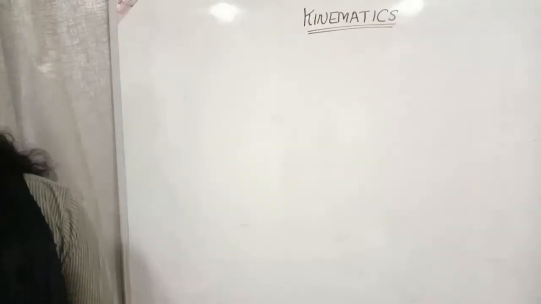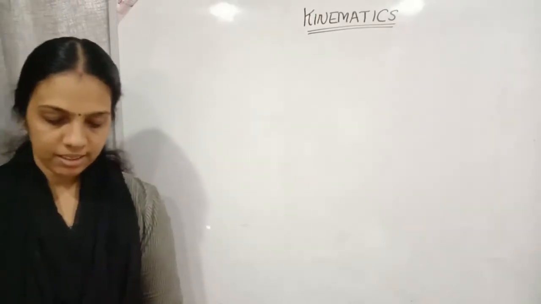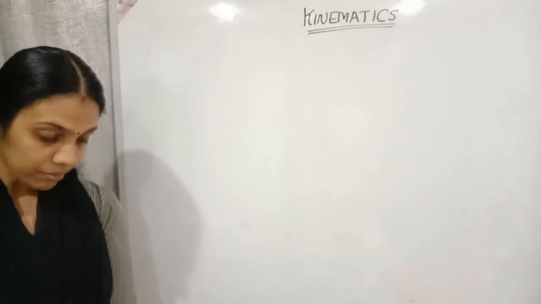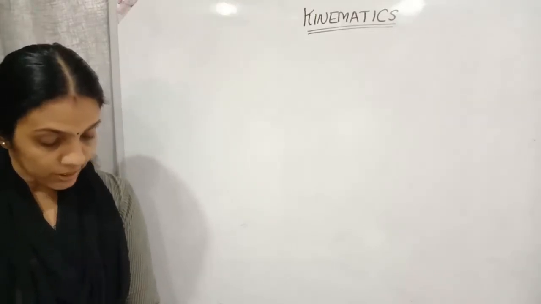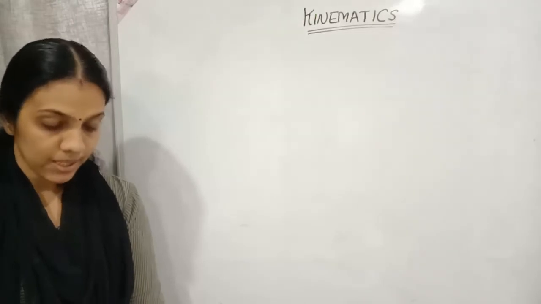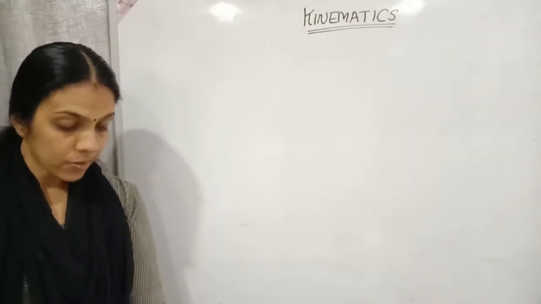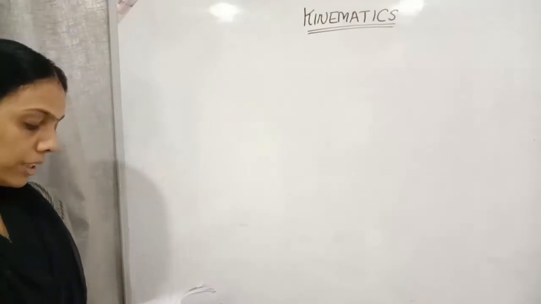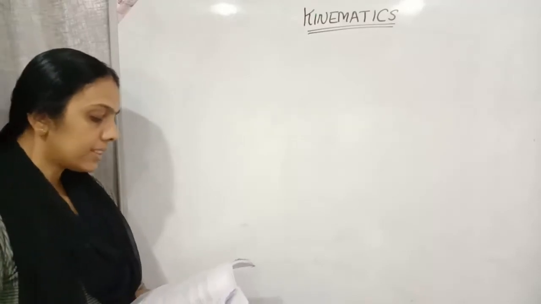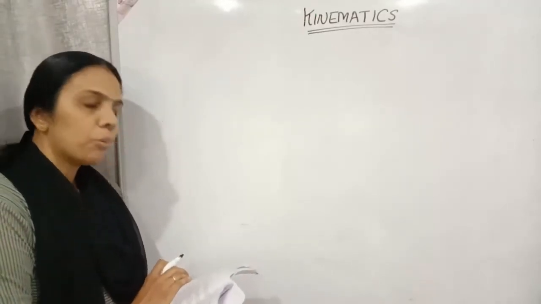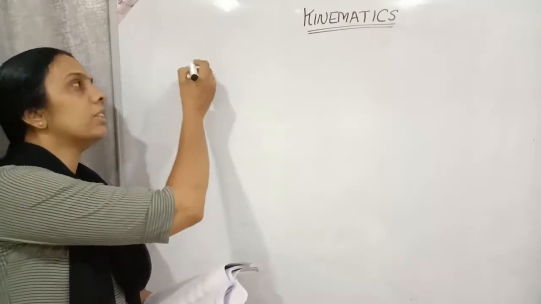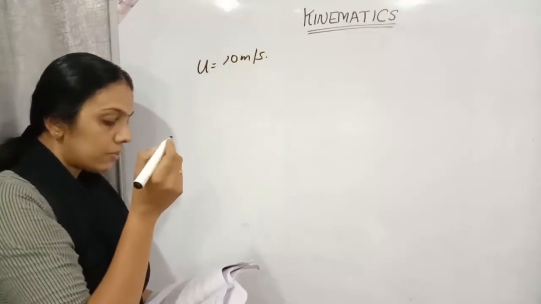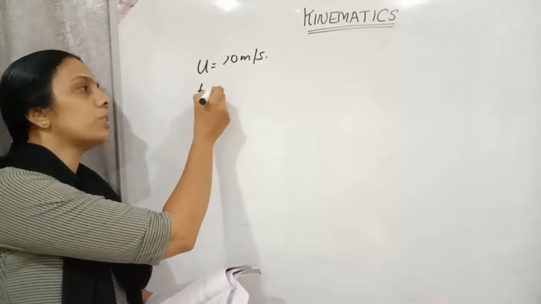These questions I have taken from the NEET, from DC Pandey sir's book. The first question: an object is moving with a velocity of 10 meter per second. A constant force acts for 4 seconds on the object and gives it a speed of 2 meter per second in the opposite direction. The acceleration produced is? So the initial velocity is given as 10 meter per second. A constant force acts for 4 seconds, so t equals 4 seconds.